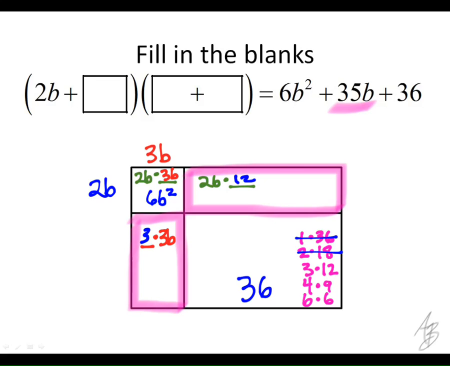So we would have 24b and 9b. What's 24 plus 9? 33. That doesn't work, does it? We need it to be 35, okay?